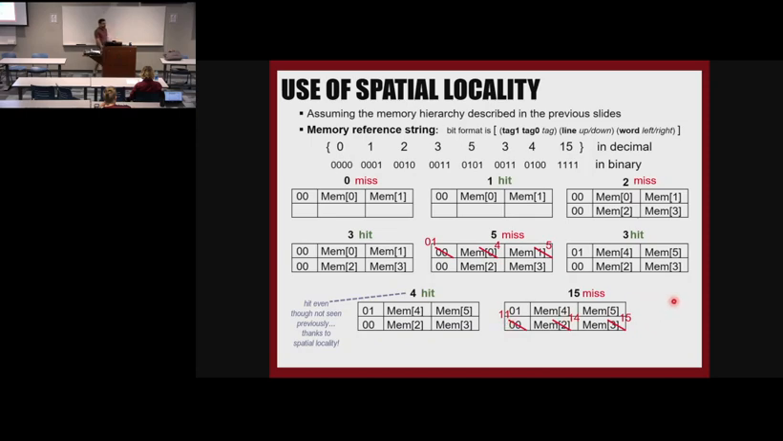Okay? So this is how spatial locality works. Looking at the hit rate, we have a 50% hit rate. 2 of the hits were because of the spatial locality. Okay, that's how spatial locality helps us.